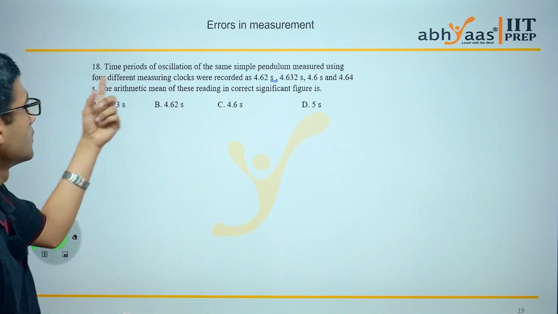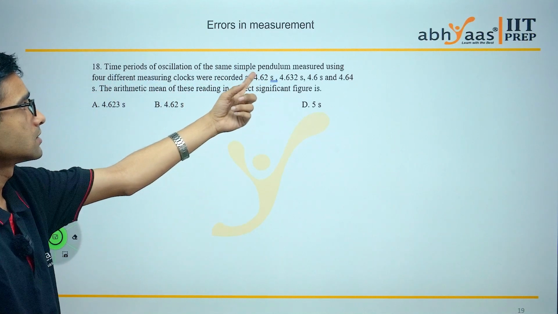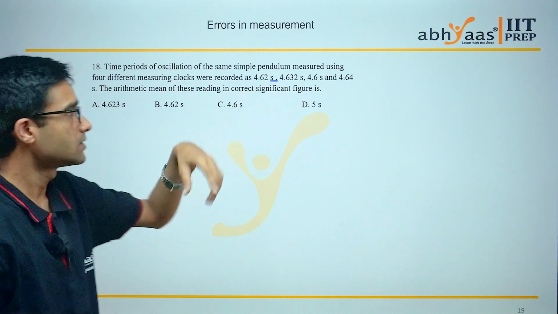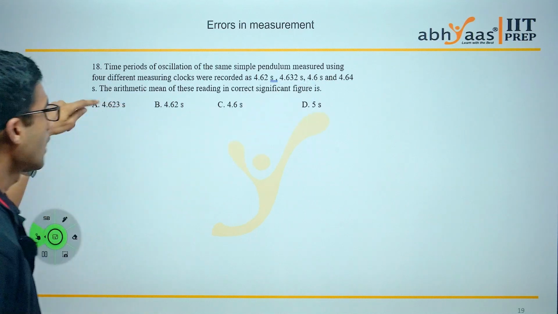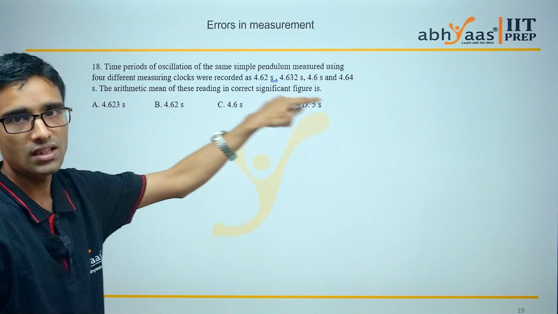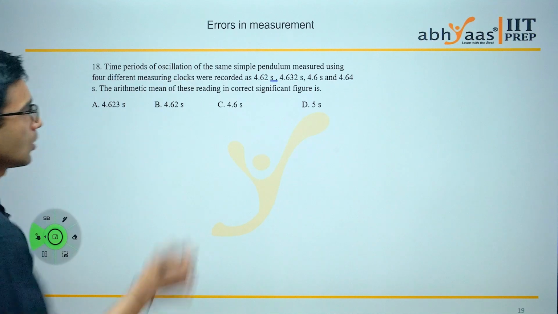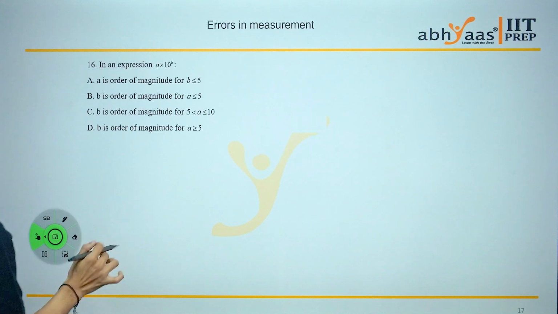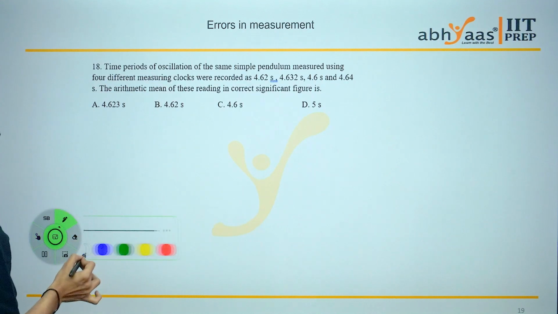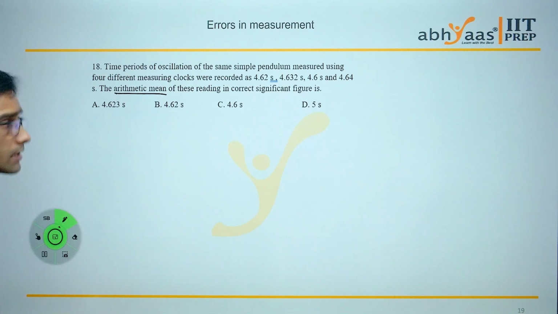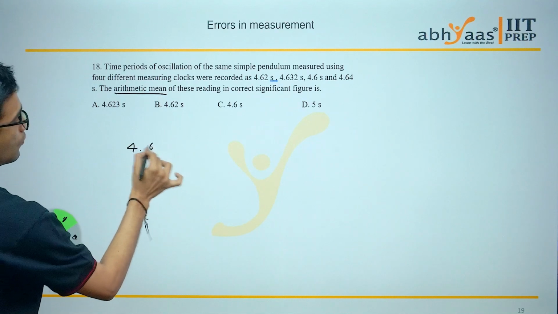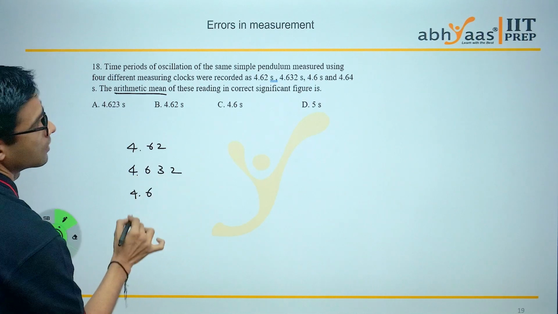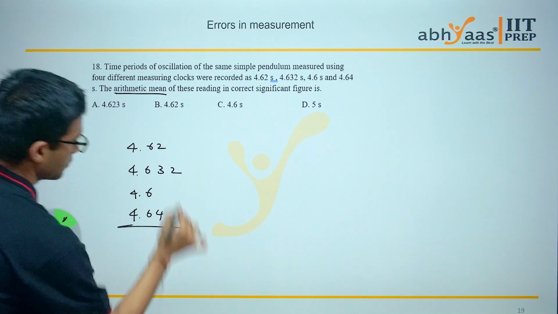So if you see here, the time period of oscillation of some simple pendulum measured using 4 different measuring clocks were recorded as these values: 4.62, 4.632, 4.6, 4.64. Arithmetic mean of these readings in correct significant figures. So 4 values are there, first you have to calculate the arithmetic mean. So simply write the values 4.62, 4.632, 4.6, 4.64. So just add it.